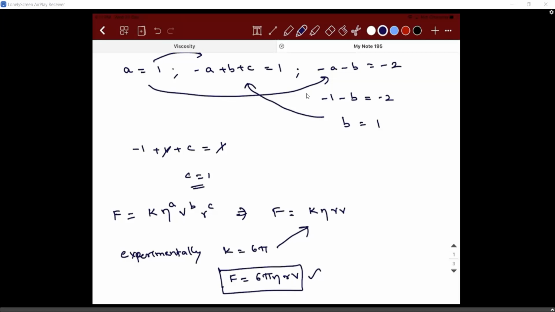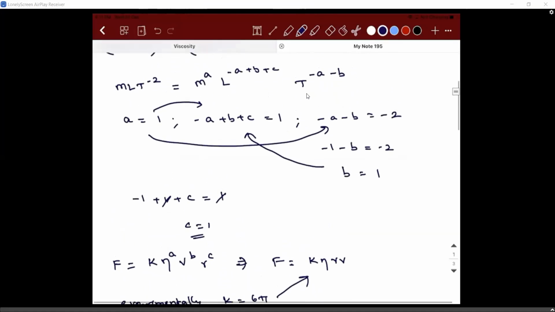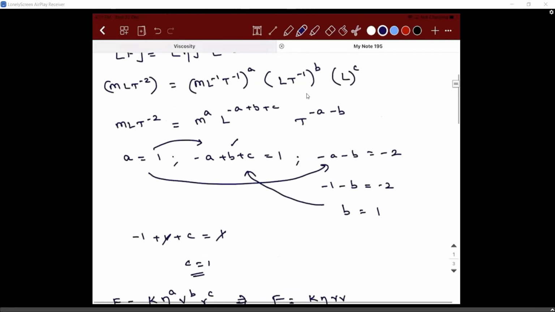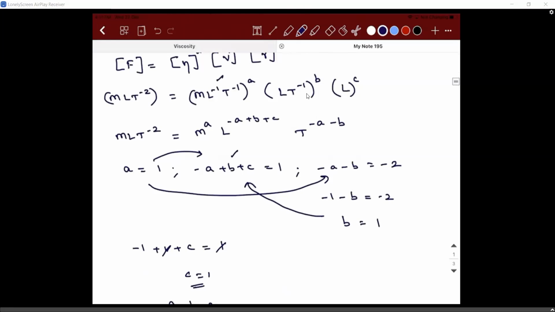I didn't combine. Where here? -A + B + here. Because here it is L power -A into... that is for the definition. That I told you, right? If you have to define something, you need to bring a relation between the quantity on the right hand side and the dependent variable on the left hand side. That is why we made the other values as one.